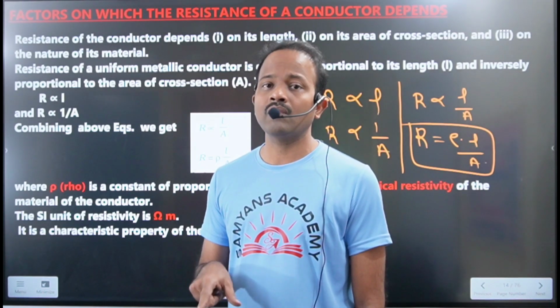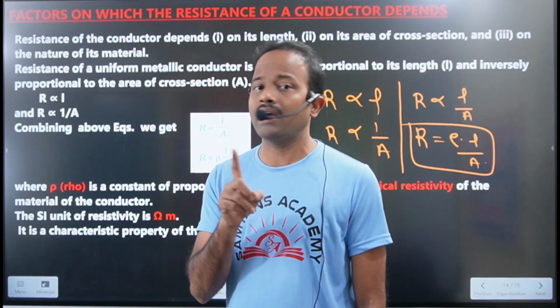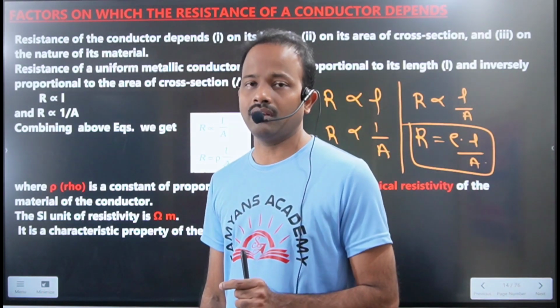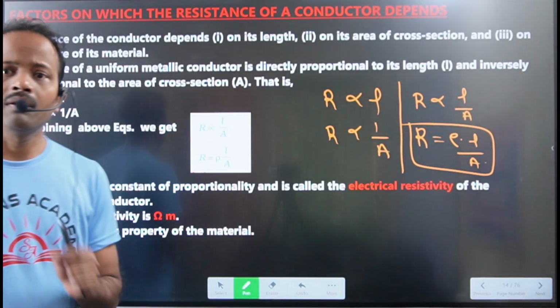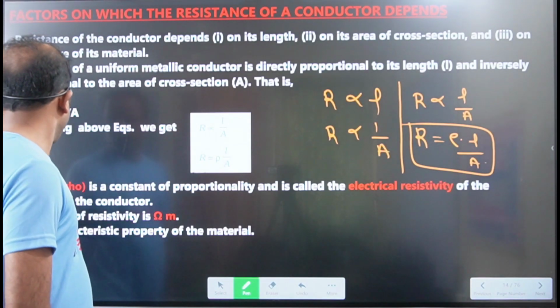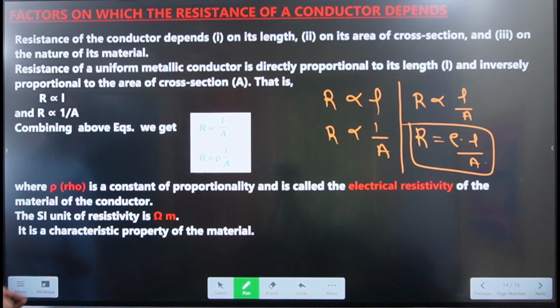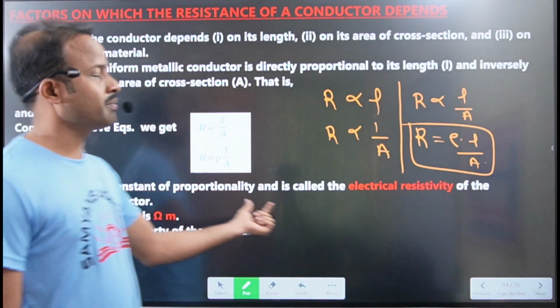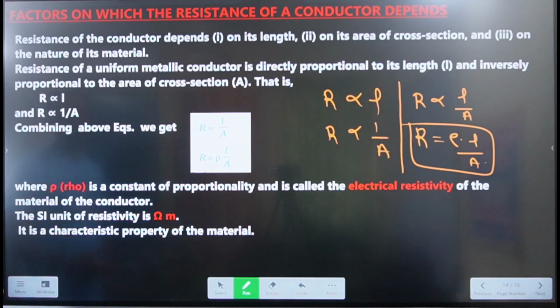Remember, the resistivity value is always constant and it does not vary with varying the length and area. Resistivity అనేది nature of the material అది. ఓకే, ఆ nature of the material మారుతుందా? మారదు, అది అలాగే ఉంటుంది. So the SI unit of the resistivity is ohm meter and it is characteristic property of the material. Okay, what is rho here? Rho is the constant of proportionality and is also called as electrical resistivity of the material of the conductor.